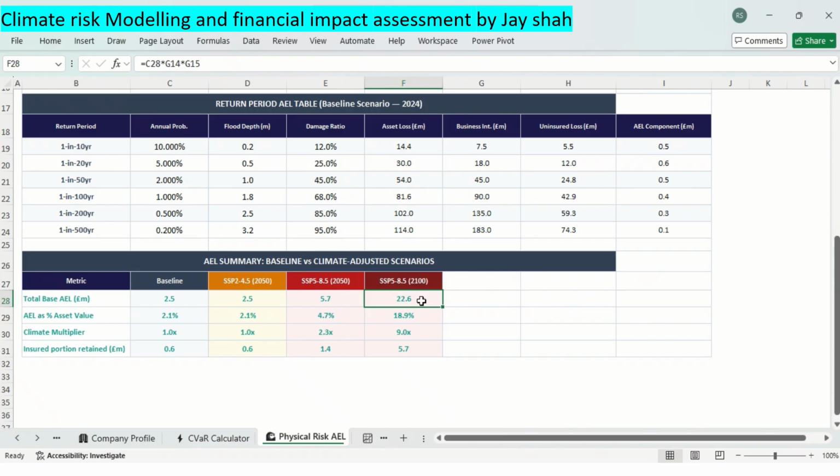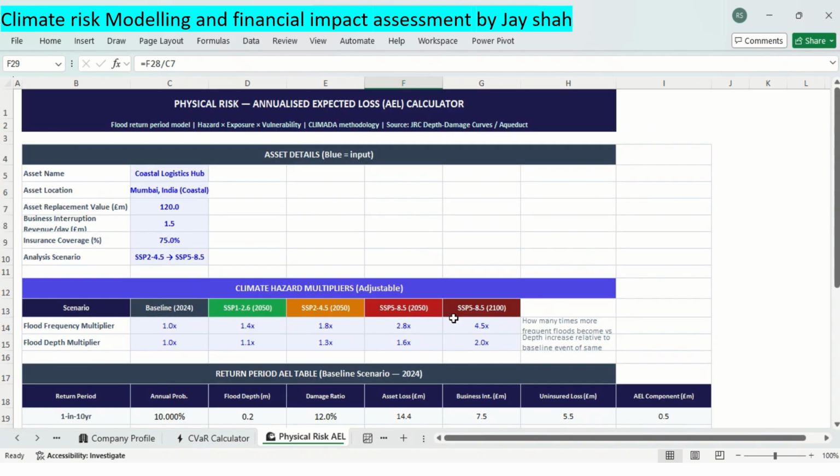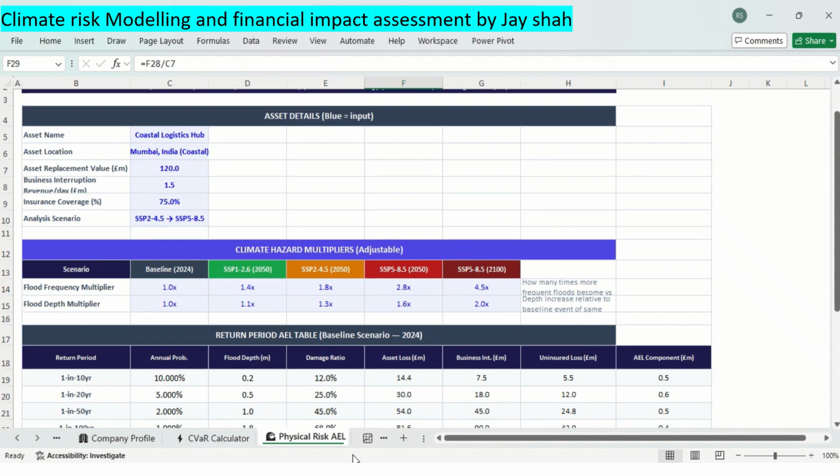So that's 18.9 percent annual expected loss of the asset value to flooding every single year, and on average no insurer will cover that cost, no lender will finance it, and that asset becomes stranded not by transition risk but by sea flood and climate physical risk events. So this is the trade-off of the physical risk and the transition risk annual expected loss calculator.